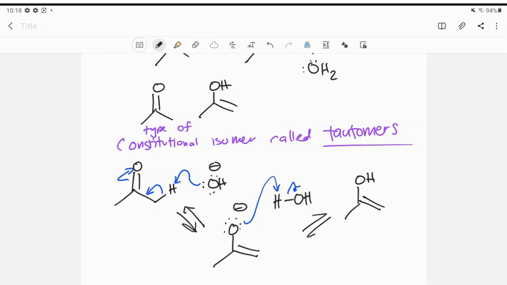So again, here we have tautomers. This is the base catalysis mechanism for that. All right, so it can happen in either acidic or basic conditions. You really just need a small amount of base there. Cool. Any questions on tautomers before we actually start our first reaction for this?